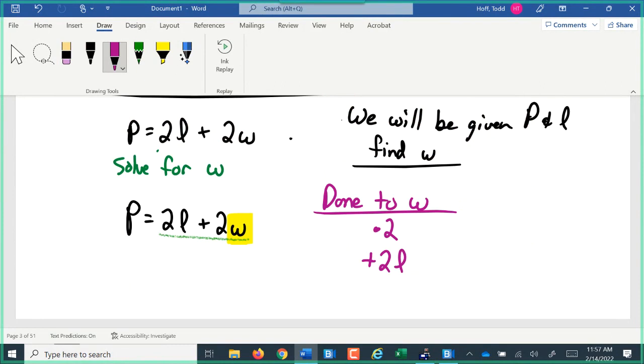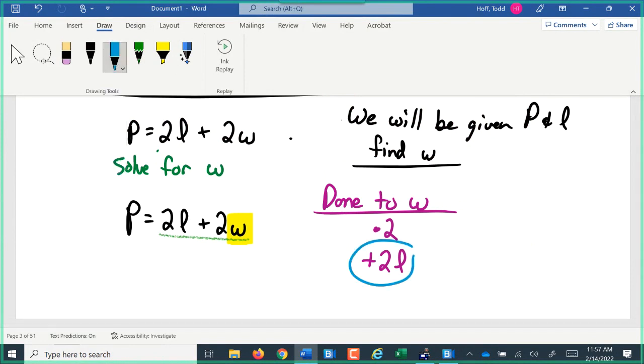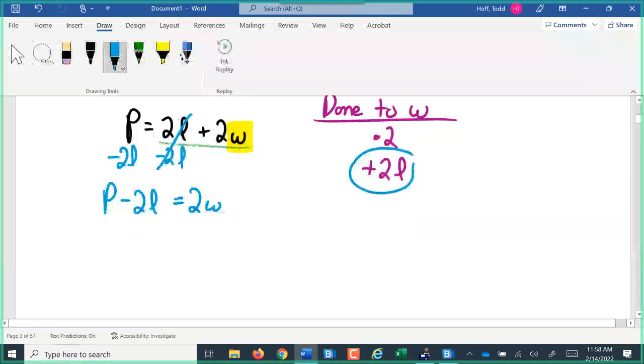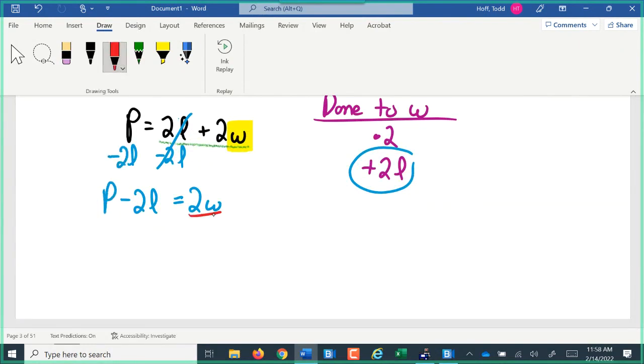So if we had to solve this, we would have to reverse that process. To get rid of adding 2L, we have to subtract 2L. Subtract 2L here, and that will cancel the 2L out. P minus 2L is going to be simply P minus 2L. Now we need to get W by itself by getting rid of the 2. The 2 is multiplying W, so we're going to divide by 2.